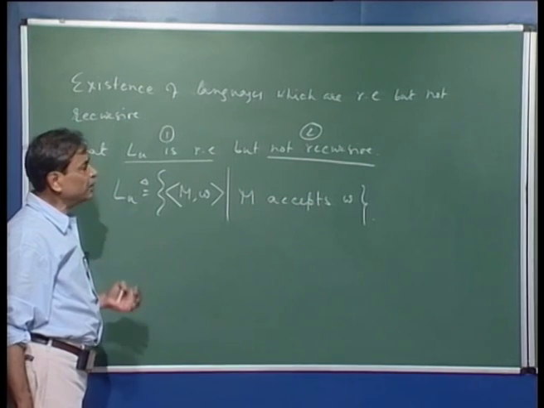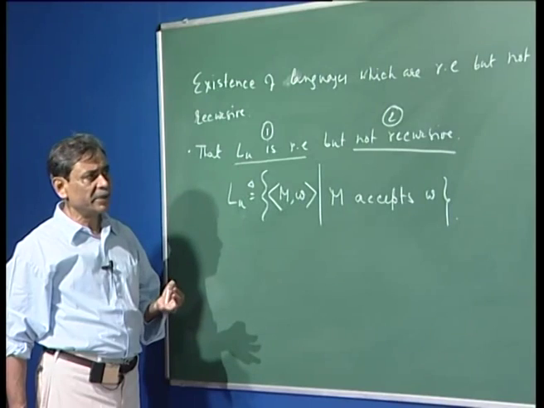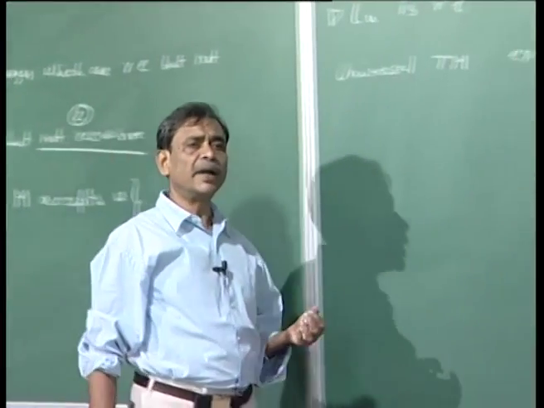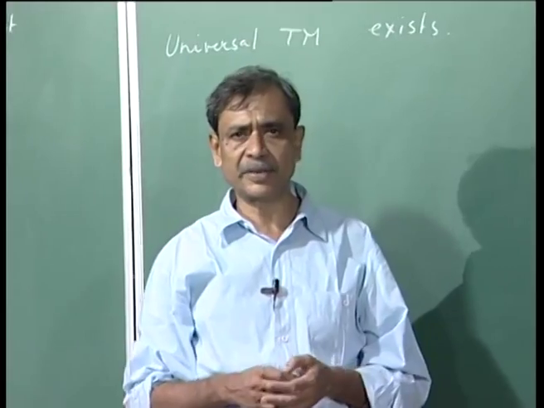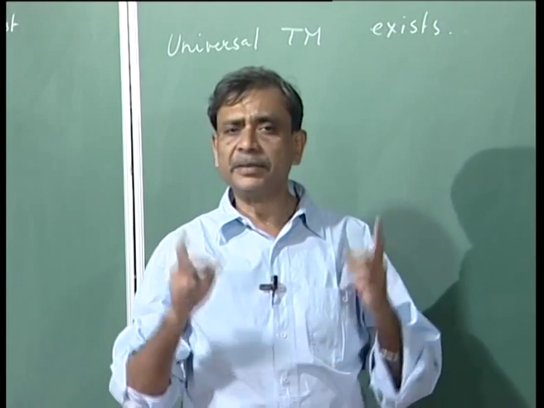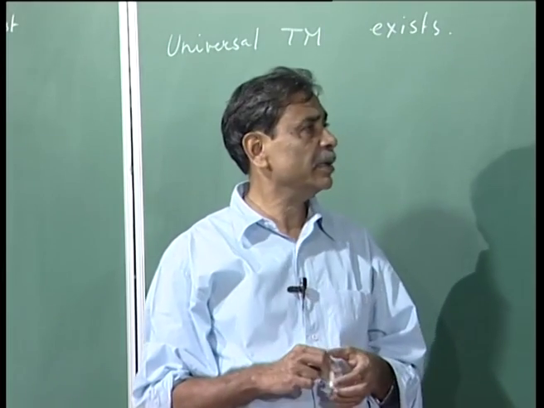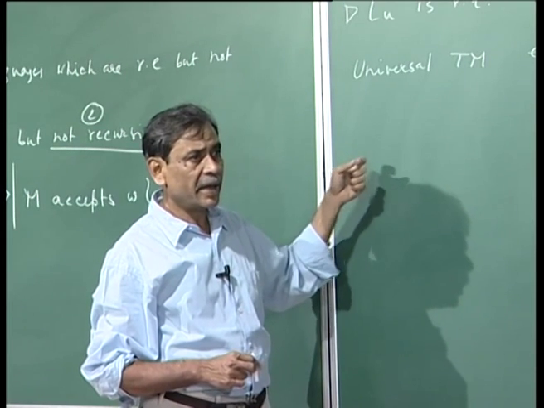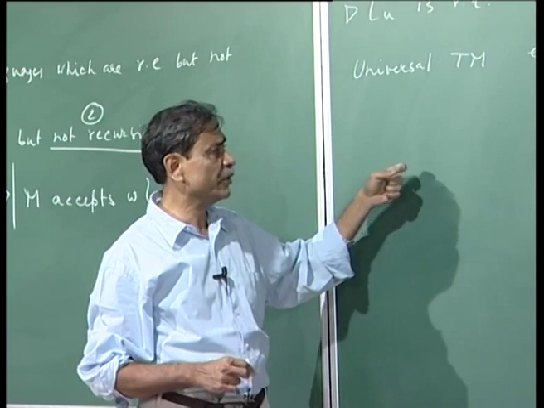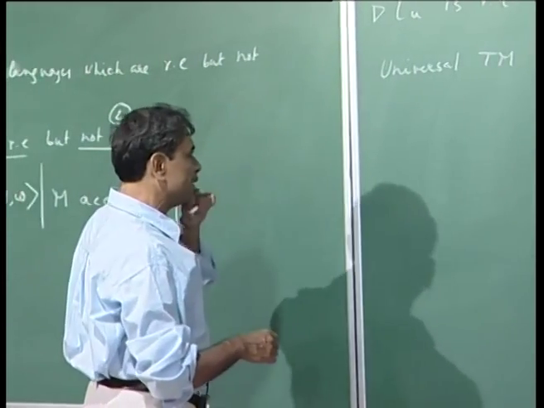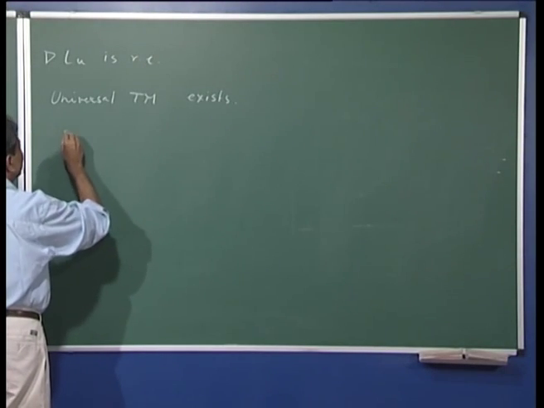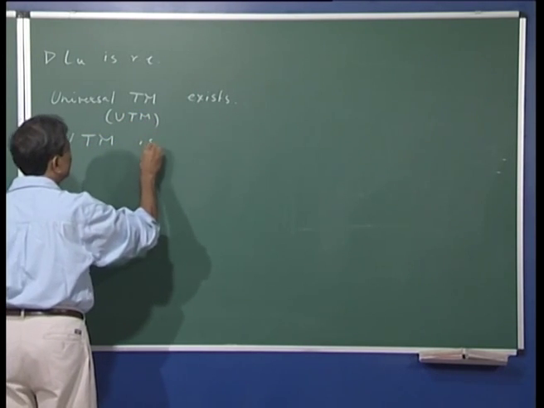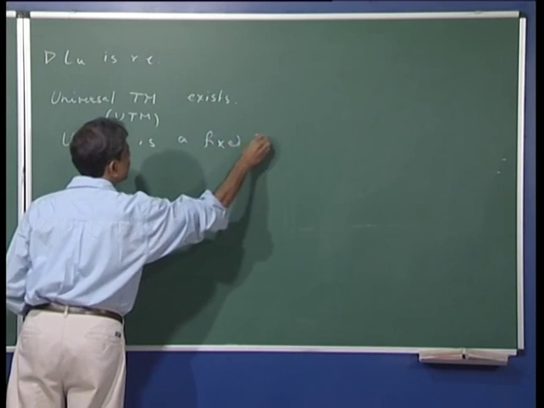Now, what is a universal machine? A universal machine is one fixed Turing machine which can simulate other Turing machines for the purpose of language recognition. That is, the simulation should be such that this fixed machine will be able to tell you whether any given M accepts its input, whatever input you have given to that machine M. So, essentially a universal Turing machine, abbreviated UTM, is a fixed TM.